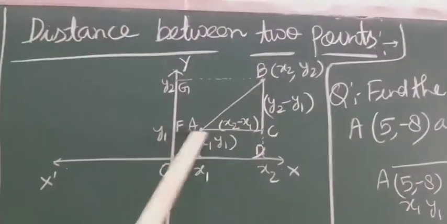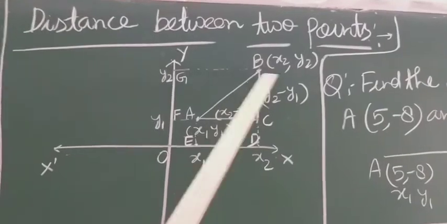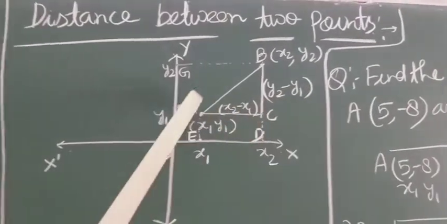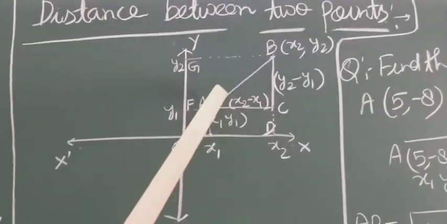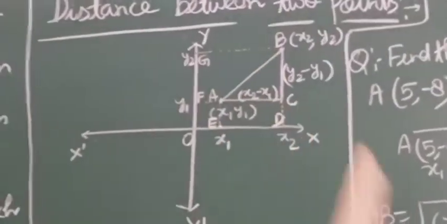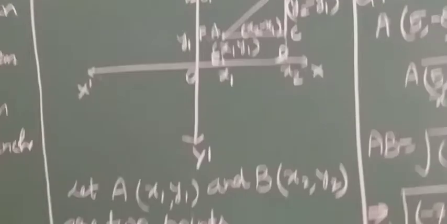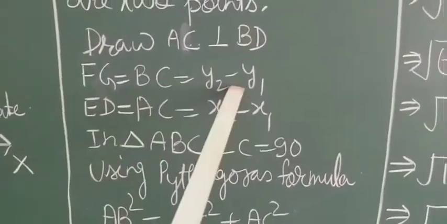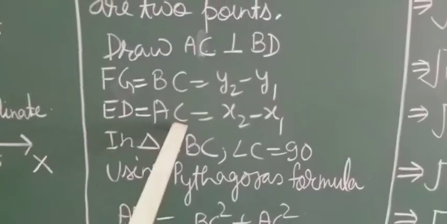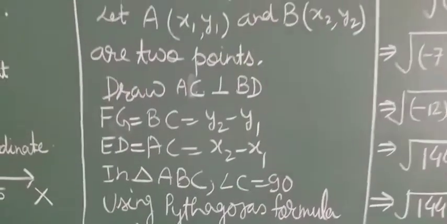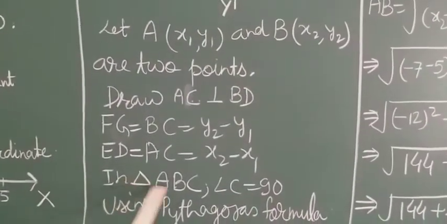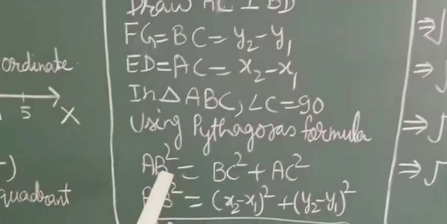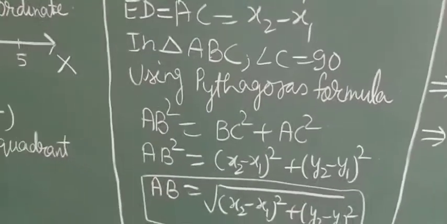Now it is a right-angle triangle, students, ACB, angle C is 90. Let us use the Pythagoras theorem. AB square equals AC square plus BC square. You can see, students, here FG equals BC equals y2 minus y1, and ED equals AC equals x2 minus x1. In triangle ABC, angle C is 90 degrees, using the Pythagoras theorem, AB square equals BC square plus AC square.